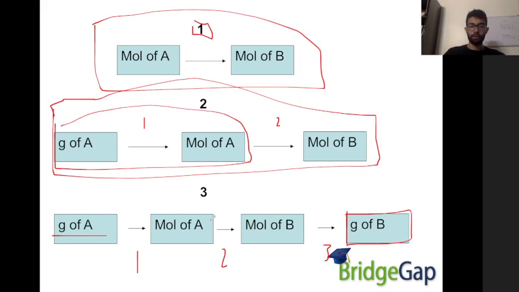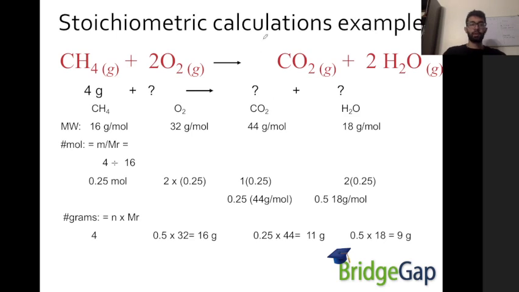And then we're going to turn moles of A into moles of B, just like we did in scenario number two again. But we're also going to have to turn moles of B into grams of B, which is the same thing. We know the relative molecular mass and we know the moles, so we can find the grams. And I'm going to walk you through a solution for a question like this over here.